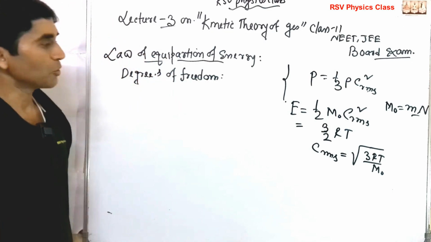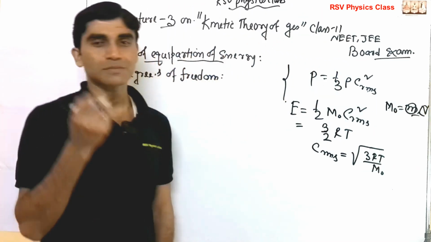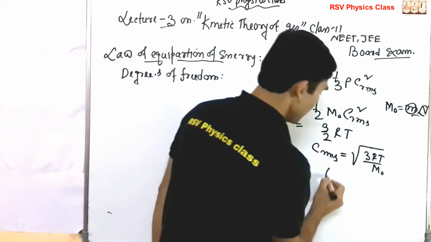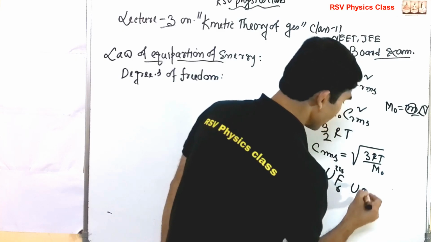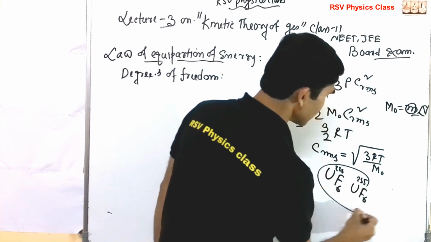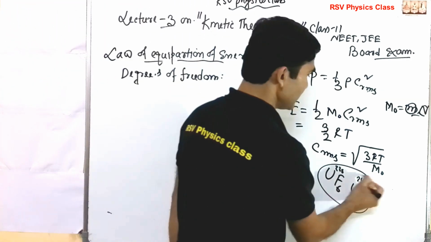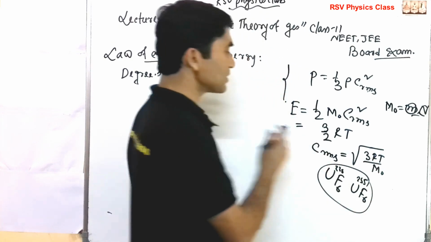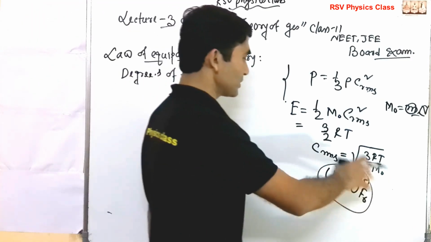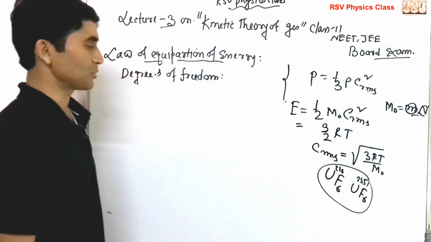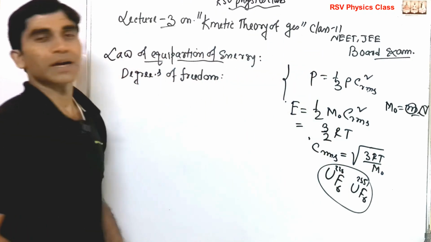If your mass M0, meaning small m into n, is smaller, like in the last example of UF6 with uranium 238 and uranium hexafluoride 235 that we explained, when U235 has lesser mass than 238, then its C RMS will be higher. So its speed is higher, it diffuses more and comes out, and you can segregate by the diffusion method. So C RMS equals root over 3RT by M0. This is your recap of the previous class.